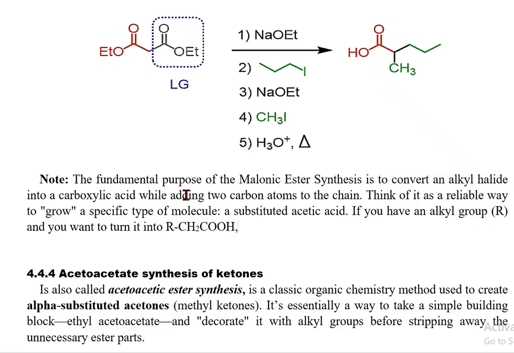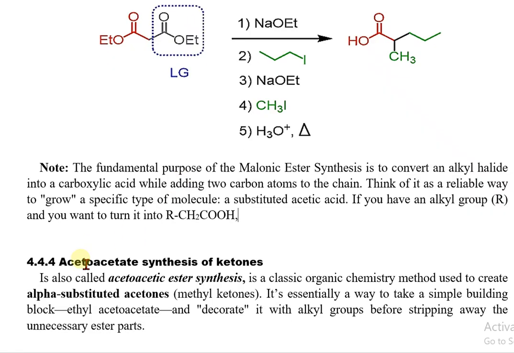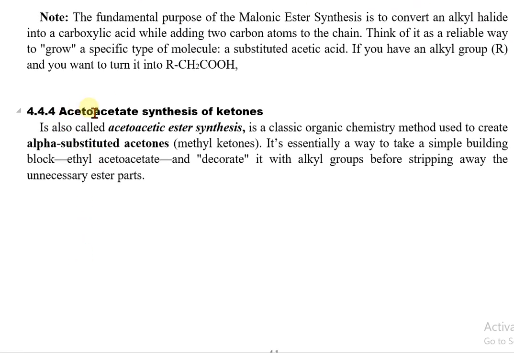So the other reaction here is the acetoacetate synthesis of ketone. It is also called acetoacetic ester synthesis. It is the classical organic chemistry method used to create alpha substituted acetone, methyl ketones. It is essentially a way to take a simple building block, ethyl acetoacetate, and decorate it, meaning you can design it, with an alkyl group before stripping away the unnecessary ester part.